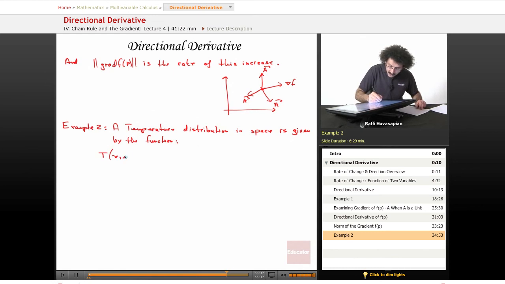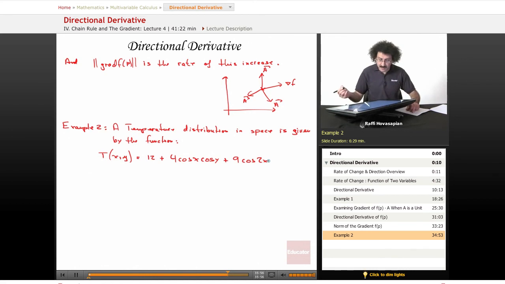temperature T(x, y) equals 12 plus 4 cosine x cosine y plus 9 cosine 2x. So a temperature distribution in space is given by the function, this thing right here.